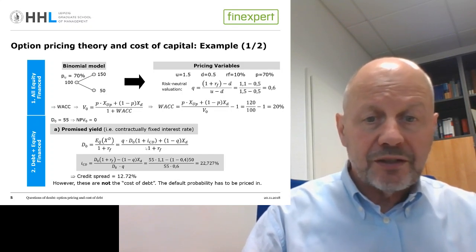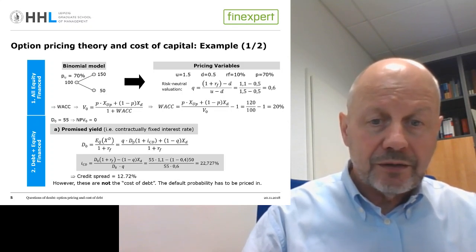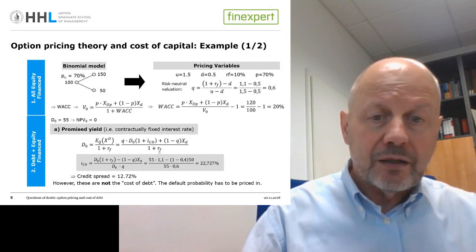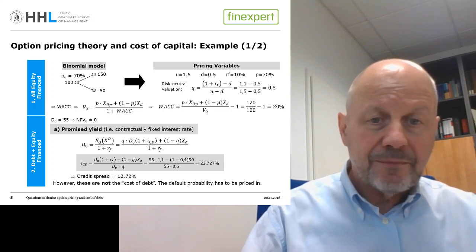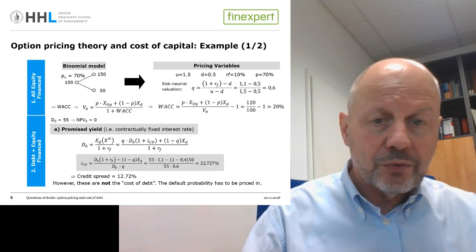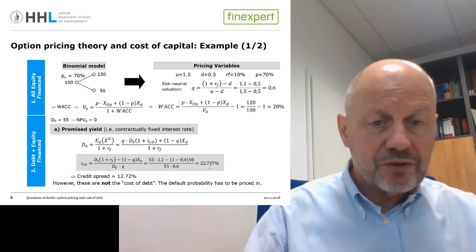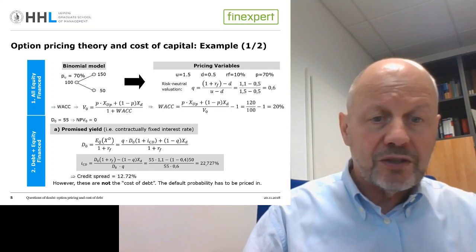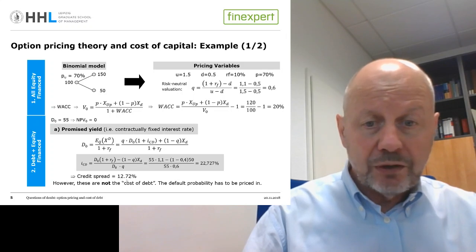So if you look at these figures, Q is known, D is known, 1 minus Q of course, X_D is known, r_F is known. The only unknown in this equation is the promised interest rate. So we can rearrange and solve for this, and we arrive at the promised interest rate of 22.72%, which translates into a credit spread of 22.72 minus 10%. The riskless rate is then 12.72%.